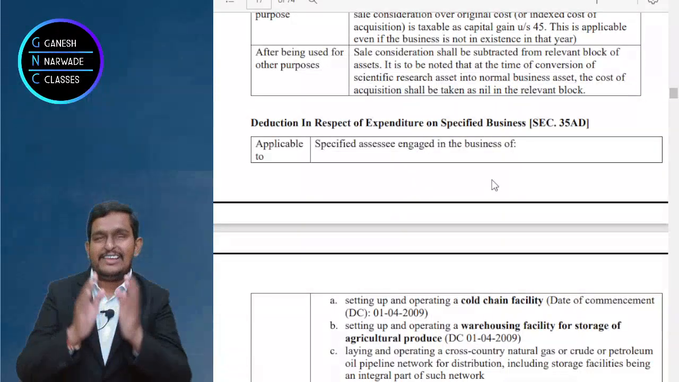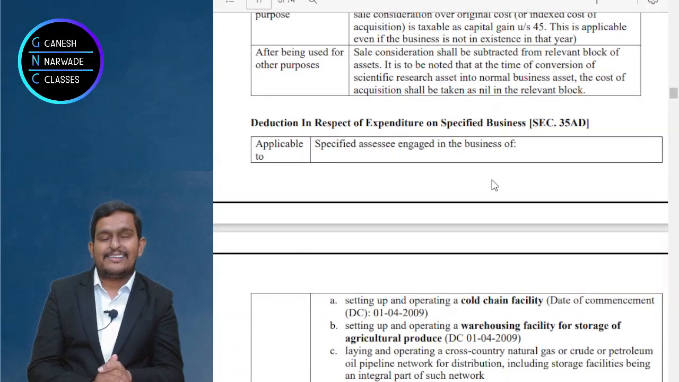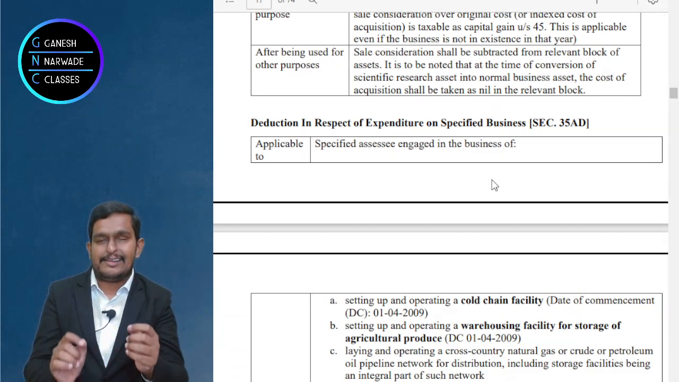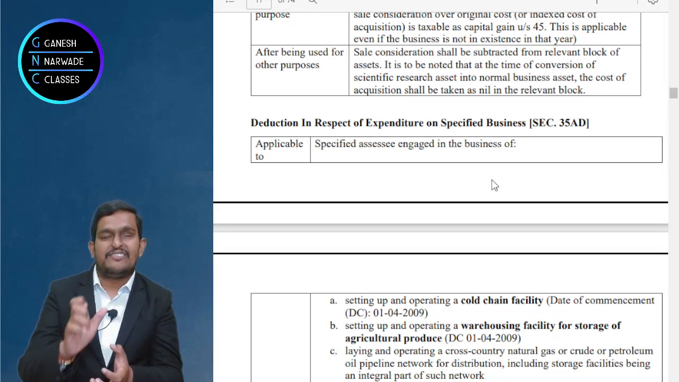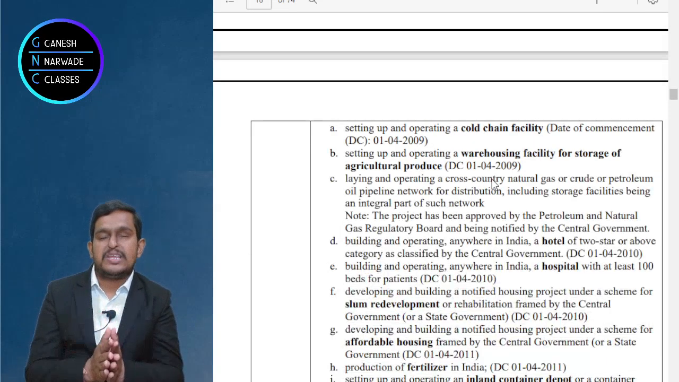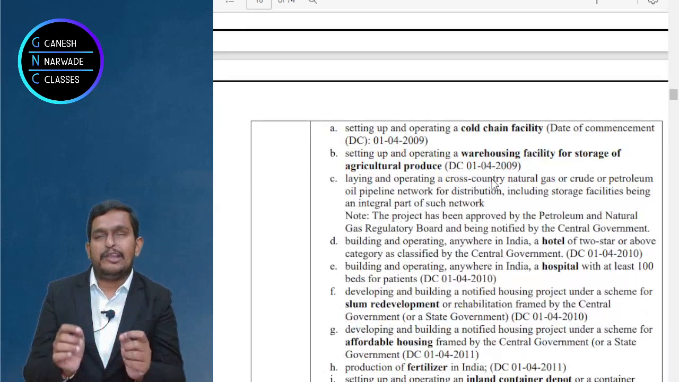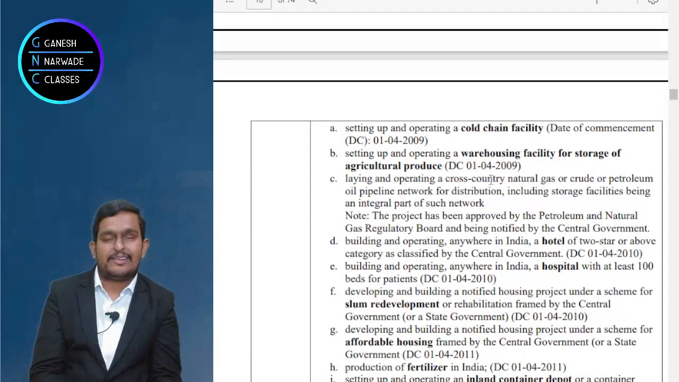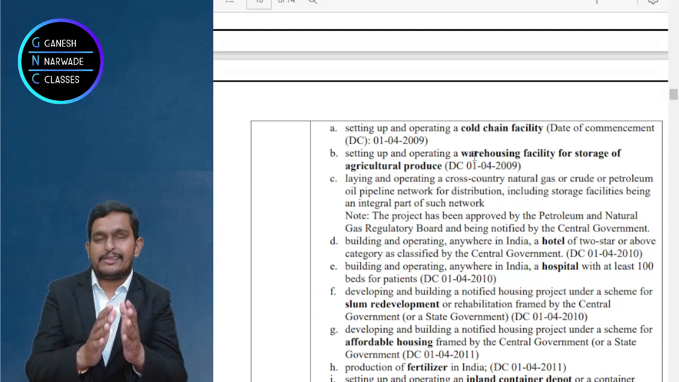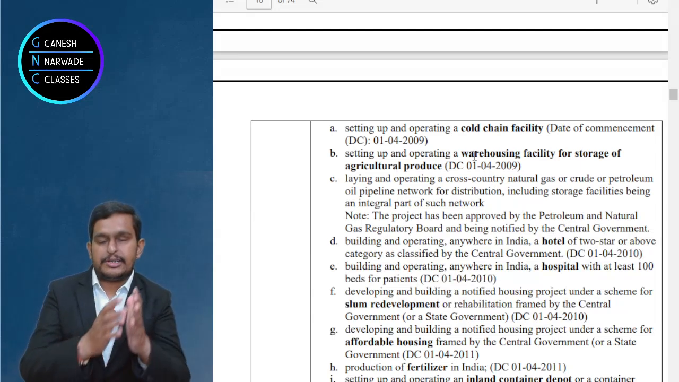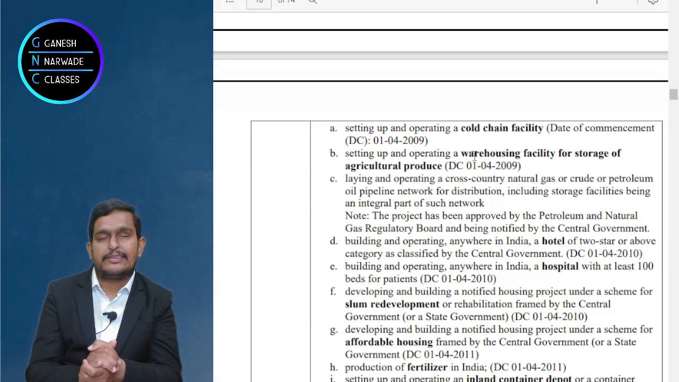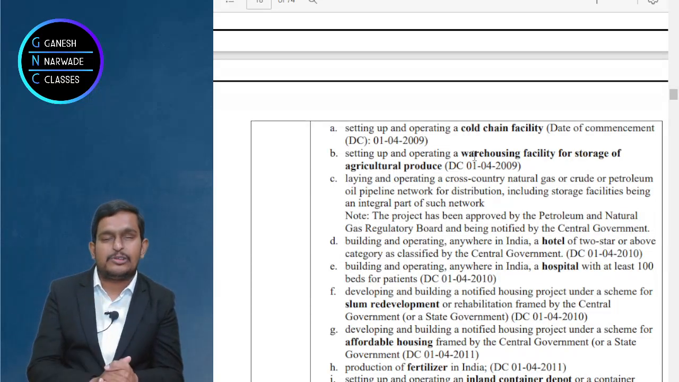Section 35AD. These are expenditures in relation to specified business. What are they? These are expenditures in relation to specified business. Now, what are specified businesses? There is a complete list of 14 items, which types of businesses are called specified. Now, why the government introduced this concept of specified business, I'll tell first and then get into the topic.